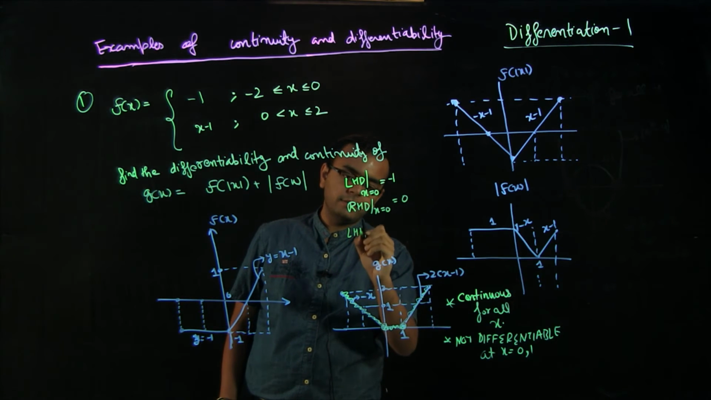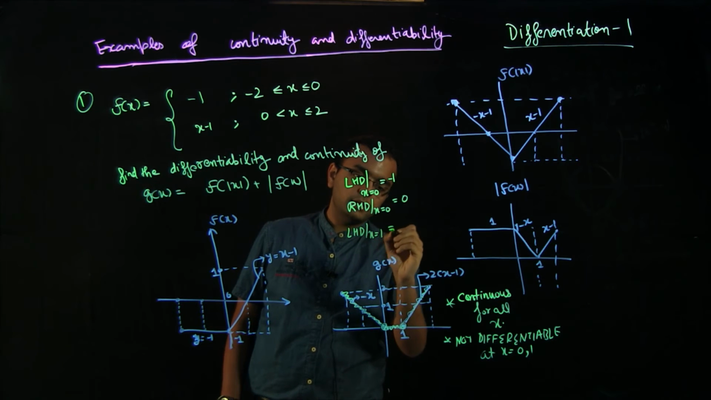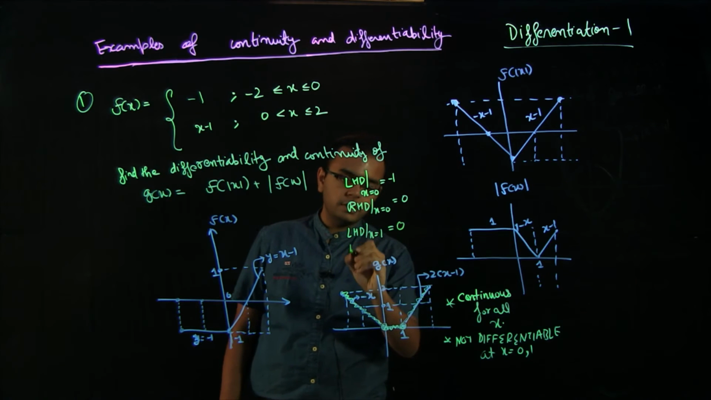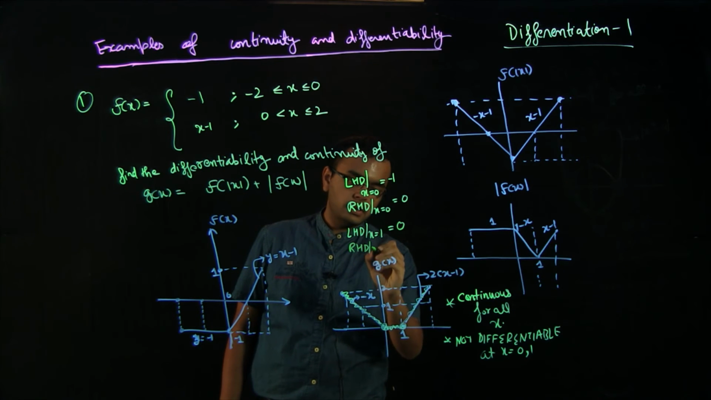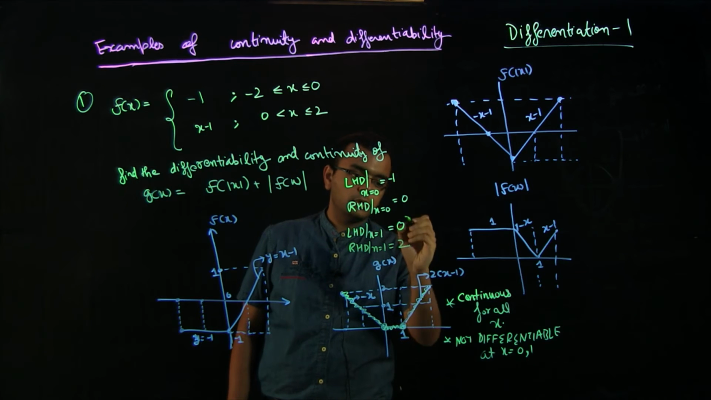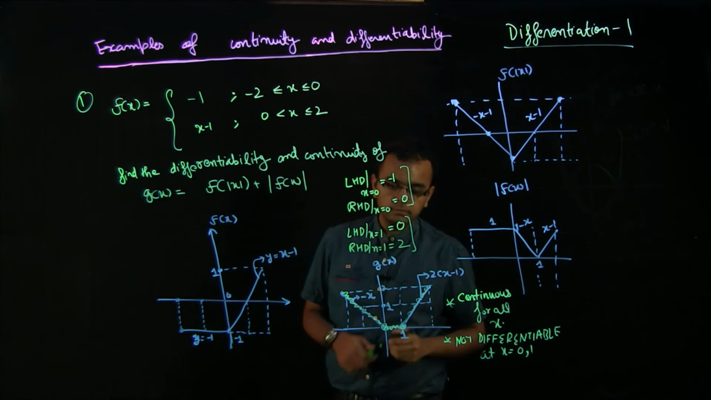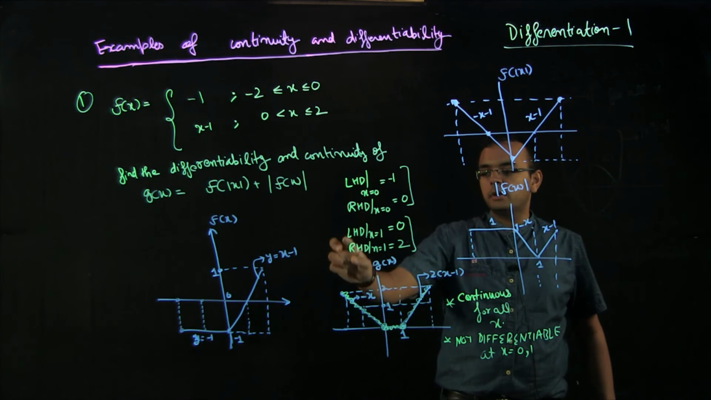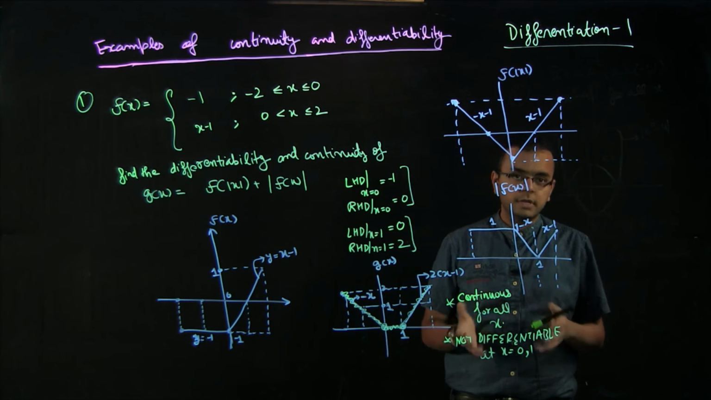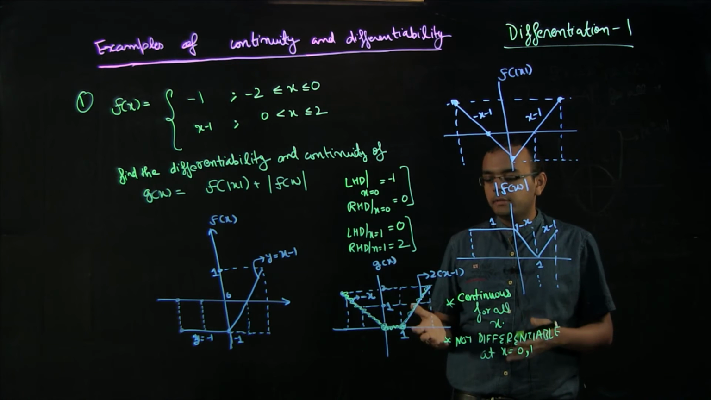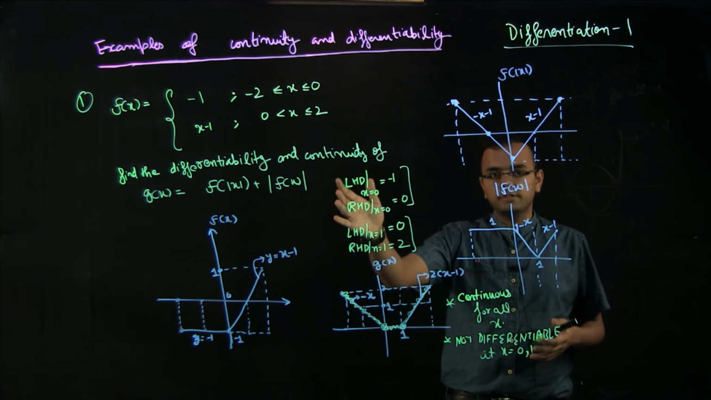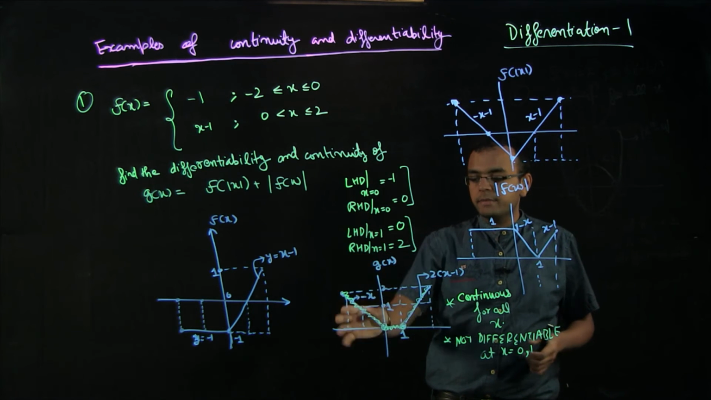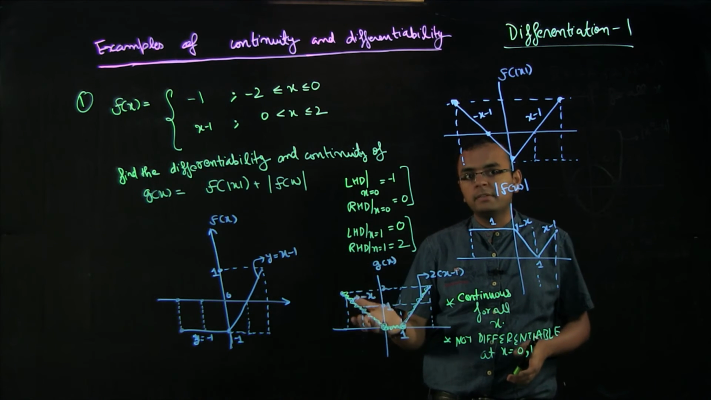Similarly, LHD at x is equal to 1, because this part is constant, is 0, and RHD at x is equal to 1 is 2. Okay. So what does this mean? This means two things. A, LHD and RHD are not the same. So of course, because they are not the same, the function is not differentiable, which we can anyway see visually. And how did I calculate LHD and RHD? I just differentiated minus x, and if you differentiate minus x, it is minus 1.